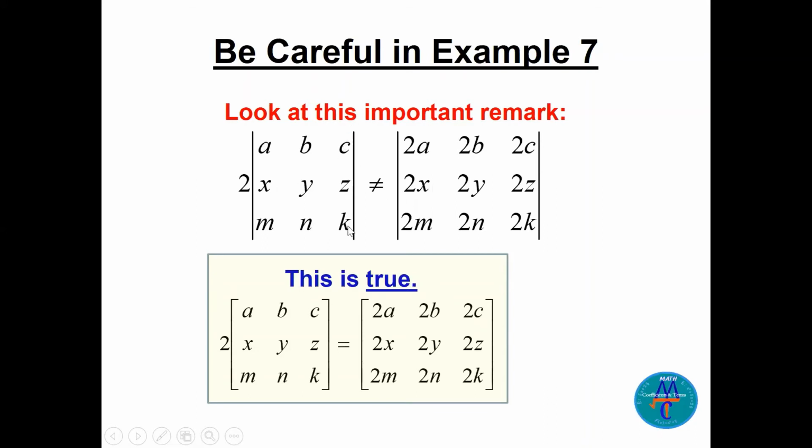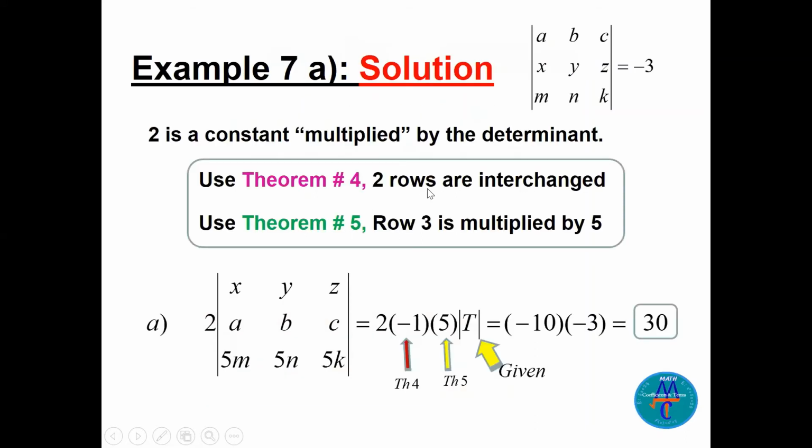Because this determinant, 2 vertical bars, that's a number times 2. You cannot include the 2 inside here. But this is true: 2 times the square brackets, that's a matrix. See, just a matrix. So 2a, 2b, 2c, 2x, 2y, 2z, 2m, 2n, 2k. This is true, and this is not true. All right. So let's see 7a. 7a, this determinant is minus 3. It's given.